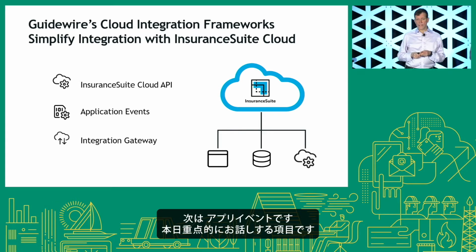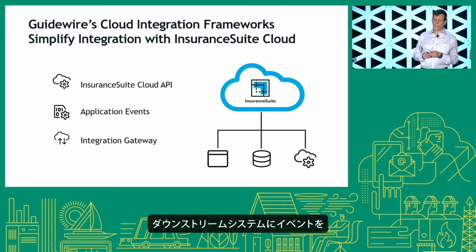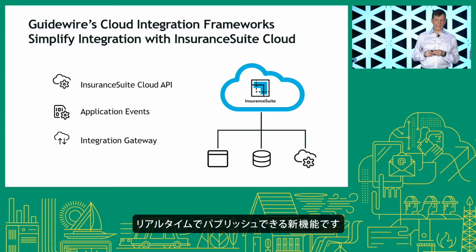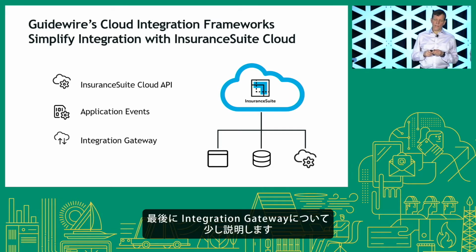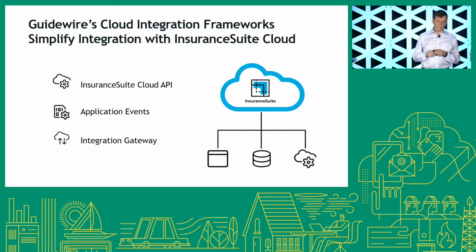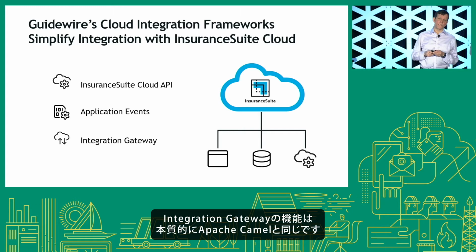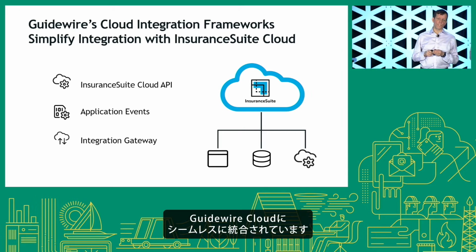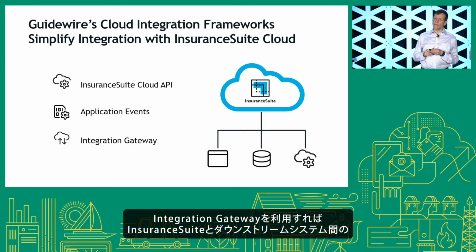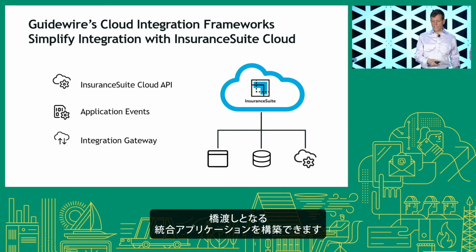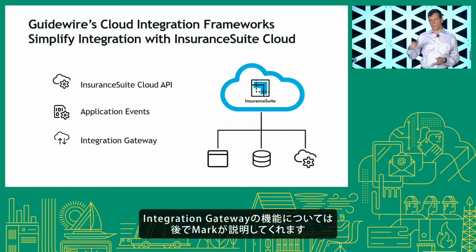Then the next, which is the one we're going to be focusing on today, is called application events. This is a new feature, and what it allows us to do is to publish events to a downstream system, and to do this in near real time. Finally, we're going to talk a little bit about Integration Gateway. This is effectively Apache Camel, which has been seamlessly integrated into Guidewire Cloud. It allows you to build integration applications which bridge between InsuranceSuite and the downstream system. And Mark's going to talk about some of the capabilities when he gets into that.